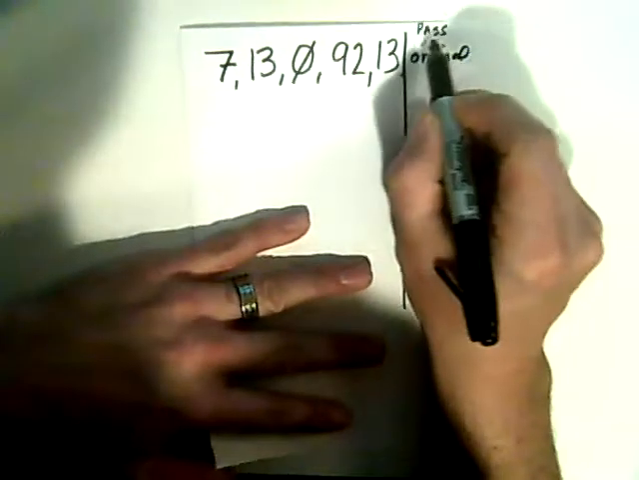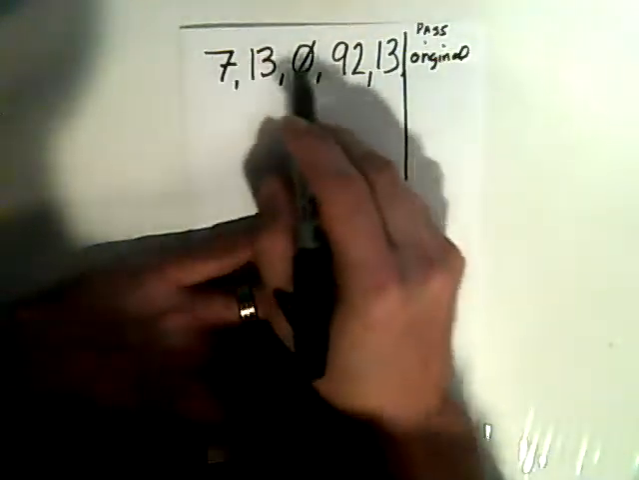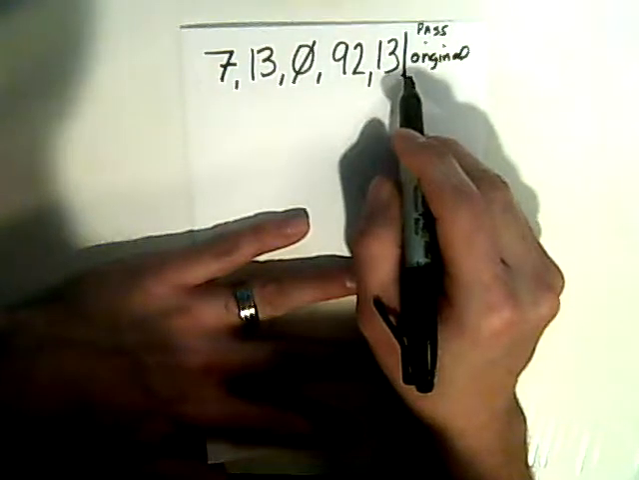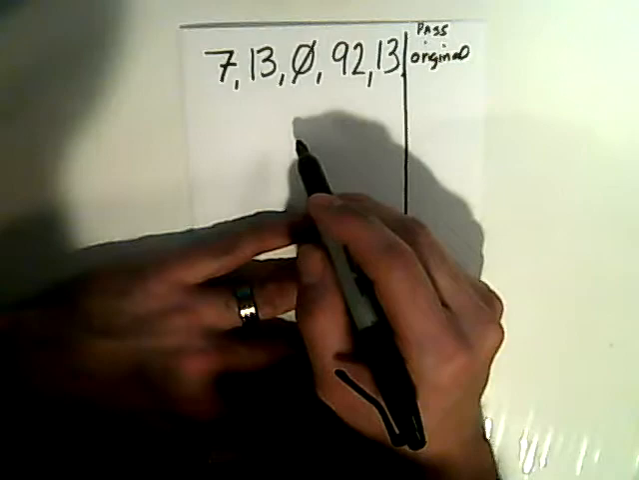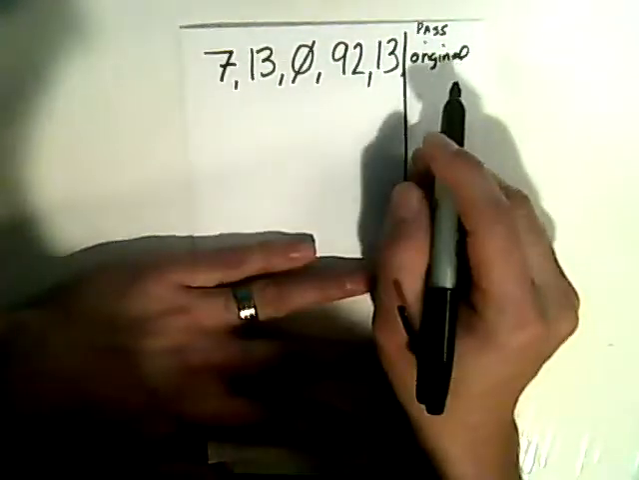So this is our original data, which means there's no pass here. A pass will represent once we run through a list once and get to the end, and we make changes and then have to go again another time. Each time we go through, that's a pass. All right, so you'll see how we record each pass here.